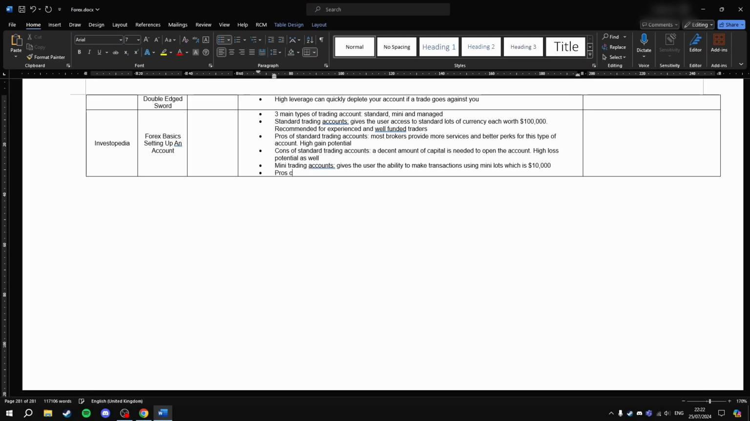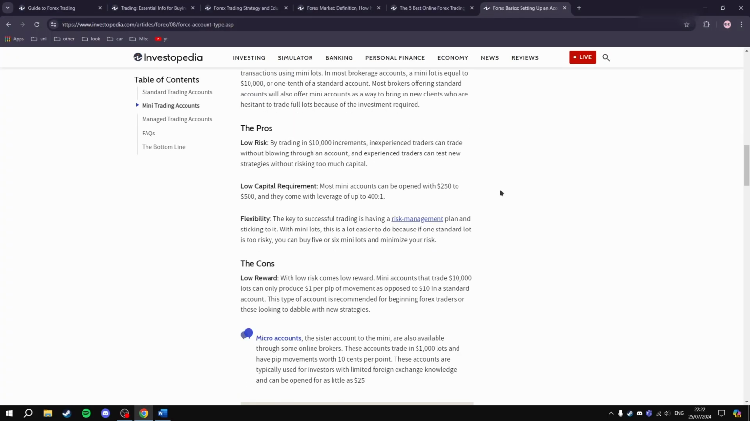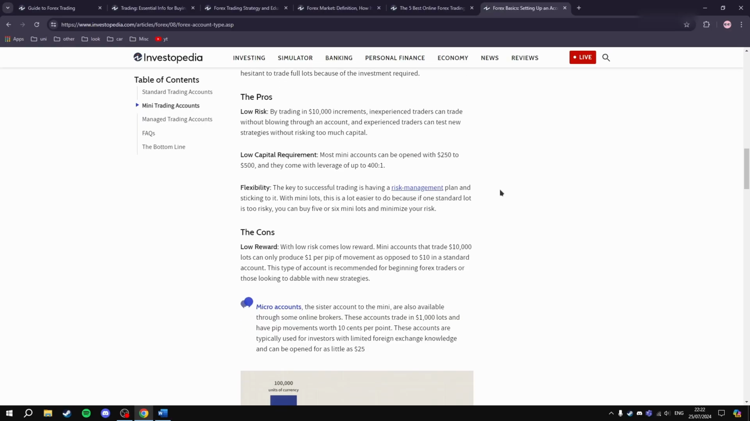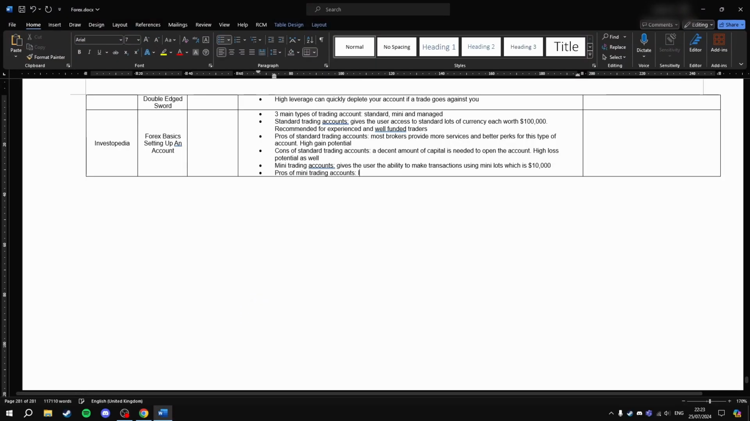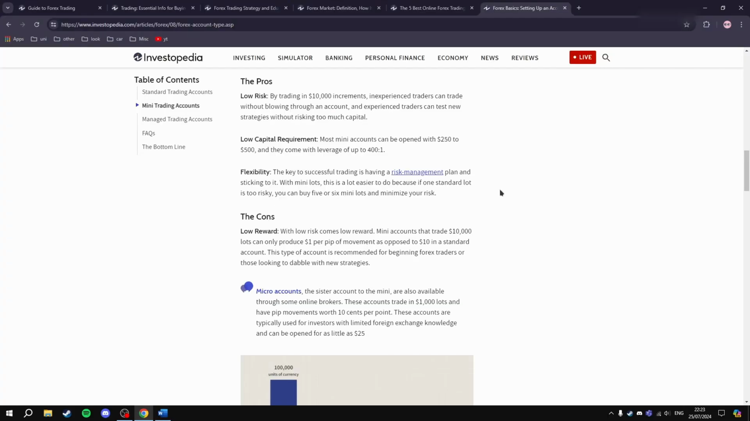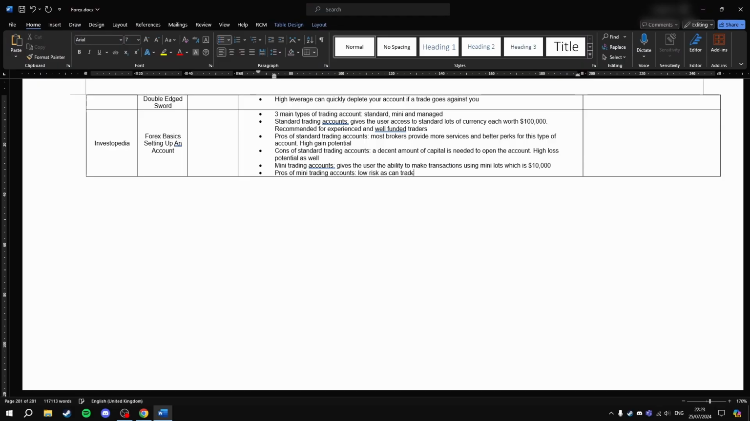So, pros of mini trading accounts. Low risk. By trading in $10,000 increments, inexperienced traders can trade without blowing through an account, and experienced traders can test new strategies without risking too much capital. Low risk, as you can trade without blowing through your capital.